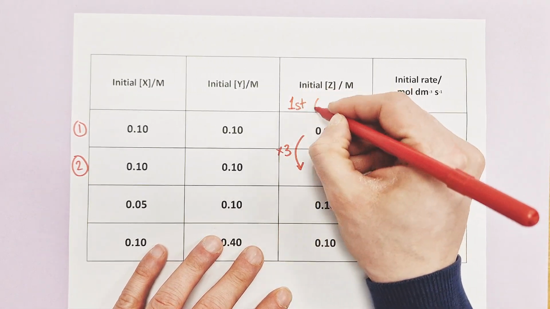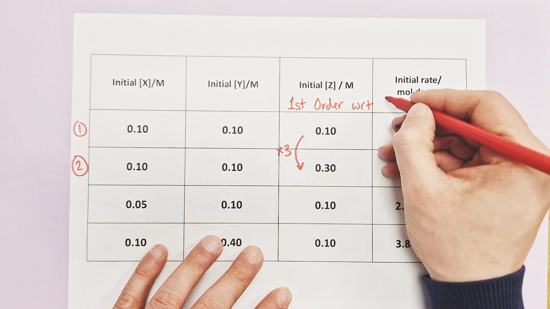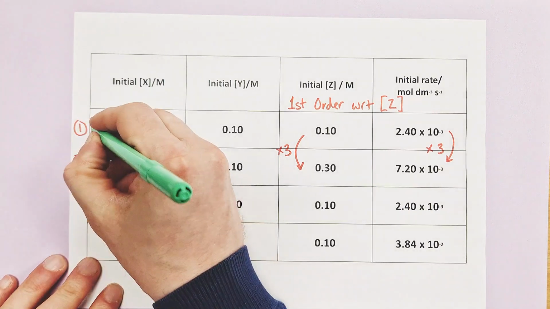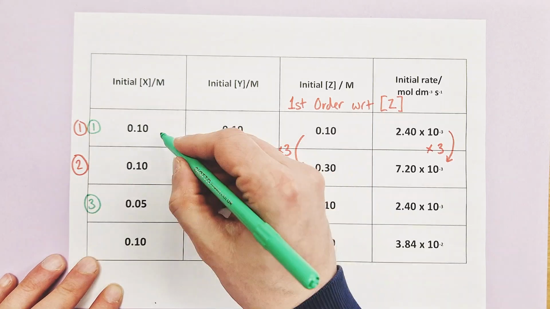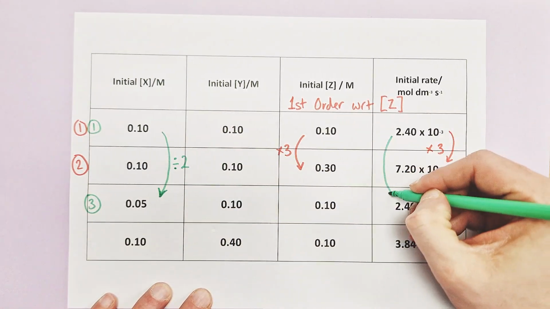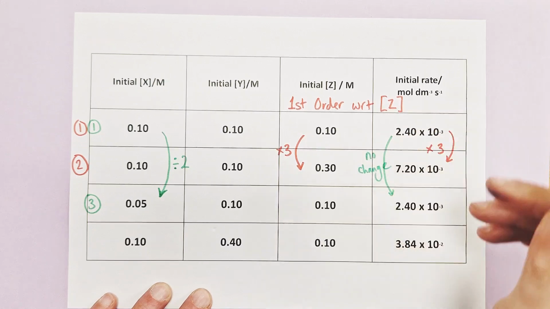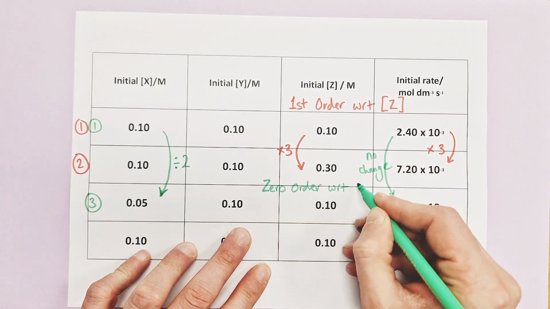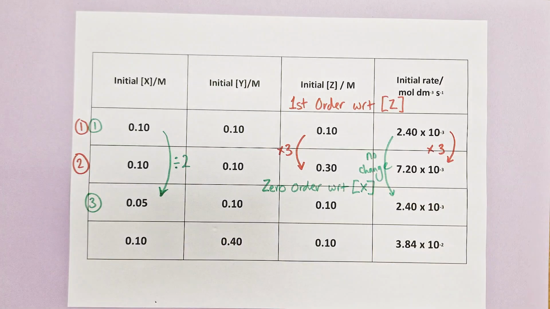Next, we turn our attention to reactant X. Again, we have to look between two experiments where the concentration of X changes, but the concentration of Y and Z remain unchanged. This time we're going to look therefore between experiments 1 and 3. What we can see is the concentration of X has halved, and the concentration of Y and Z remain unchanged. We notice that the rate of reaction is unchanged and remains at 2.4 times 10 to the minus 3. Therefore, we conclude this is zero order with respect to reactant X.